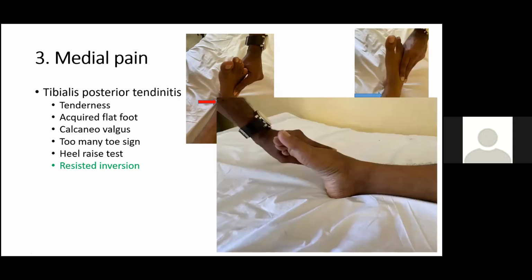This will be difficult for the patient. So this is plantar flexion and inversion. So resisted inversion in plantar flexion will cause pain. That is tibialis posterior dysfunction.